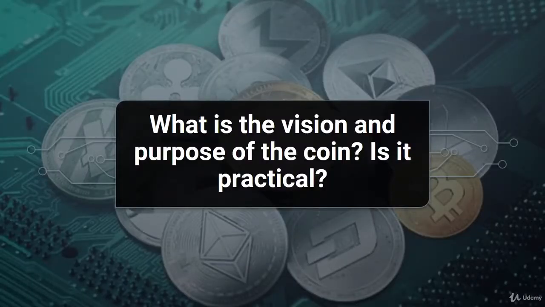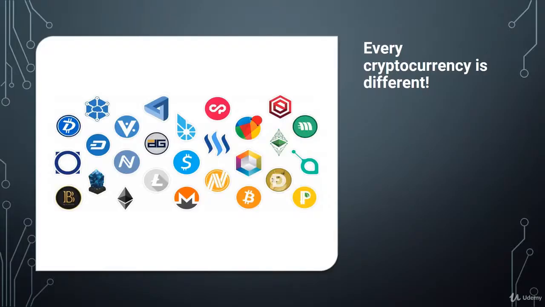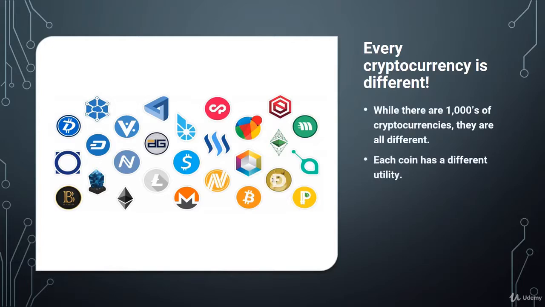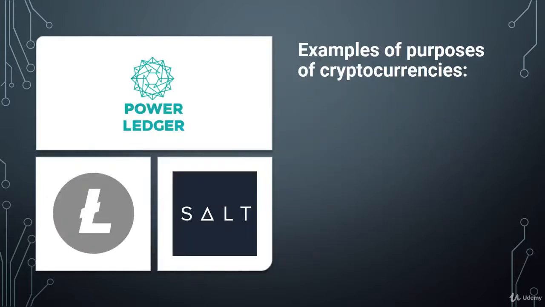What is the vision and purpose of the coin? Is it practical? Well, there are thousands of cryptocurrencies. They're all different. Of course, some of the obvious differences are their available supplies and prices, but the different cryptocurrencies are all optimized for various uses and applications. When you're looking to buy a cryptocurrency, look into what it is specifically designed to do.